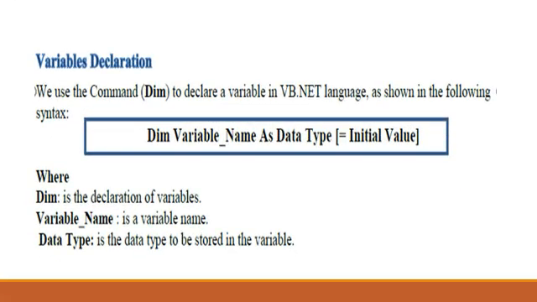We use the command Dim to declare a variable in the VB.NET language, as shown in the following syntax: Dim variable_name As data type = initial value, where Dim is the declaration of variables. Variable name is the variable name. Data type is the data type to be stored in the variable. Initial value is the initial value that is stored in the declared variable, and this part is optional.